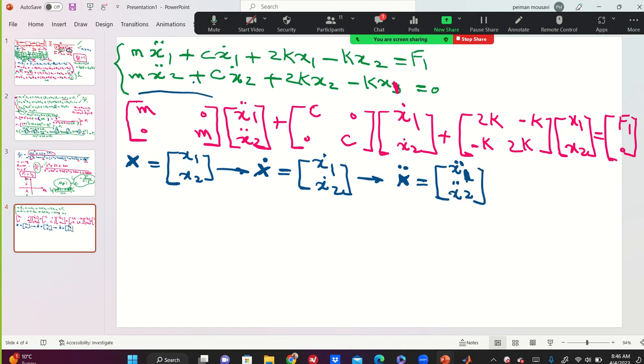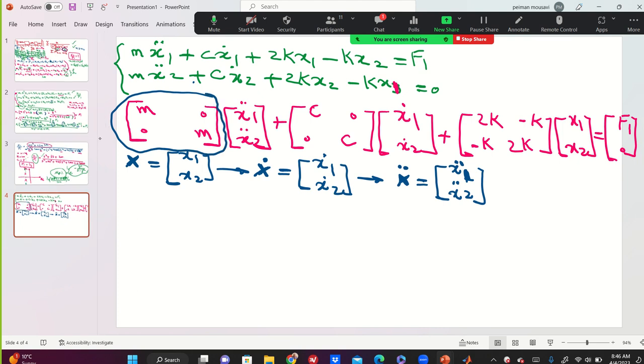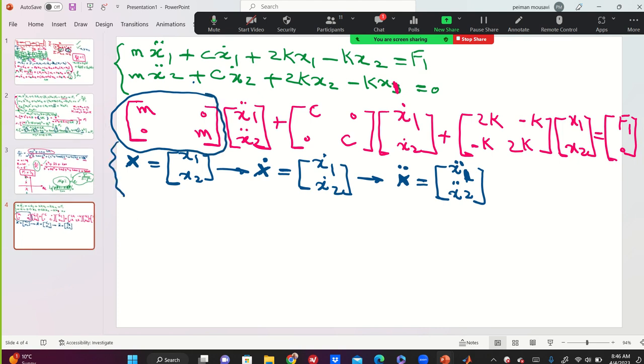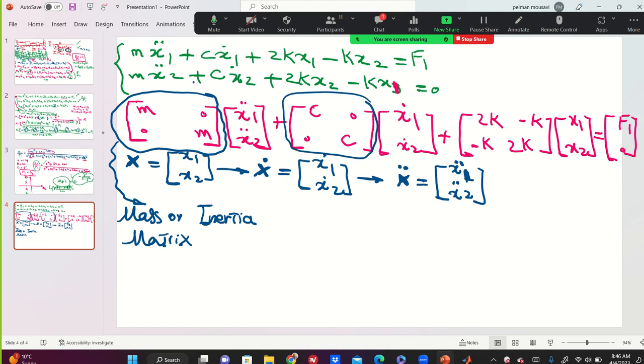The name of this matrix in control and vibration is the mass matrix M, or inertia matrix. The name of this is the damping matrix.